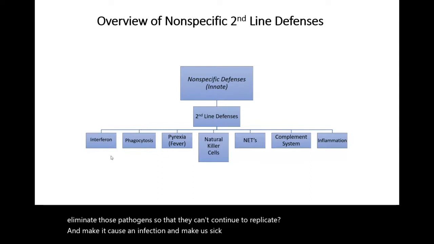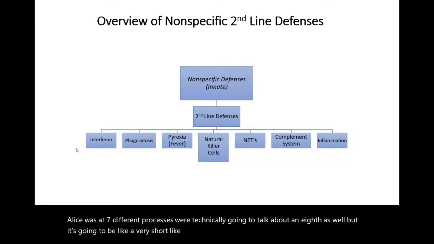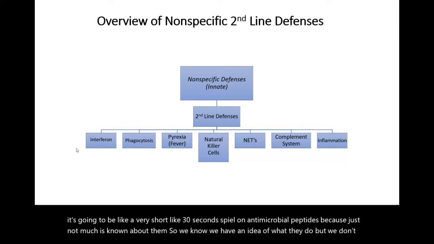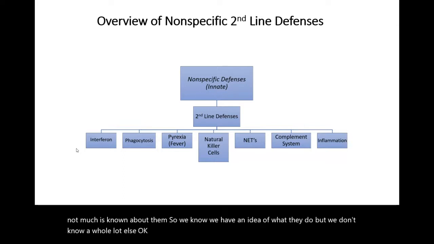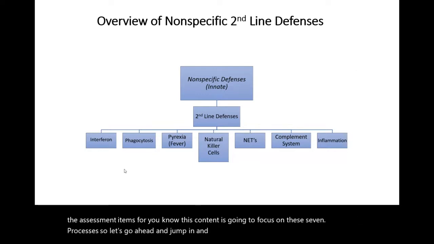So here are 7 different processes. We're technically going to talk about an 8th as well, but it's going to be a very short, like 30-second spiel on antimicrobial peptides, because not much is known about them. We know they exist, we have an idea of what they do, but we don't know a whole lot else. I didn't include that on the list because the bulk of the assessment items for this content is going to focus on these 7 processes. So let's jump in, and we'll probably knock out interferons and phagocytosis in this video.